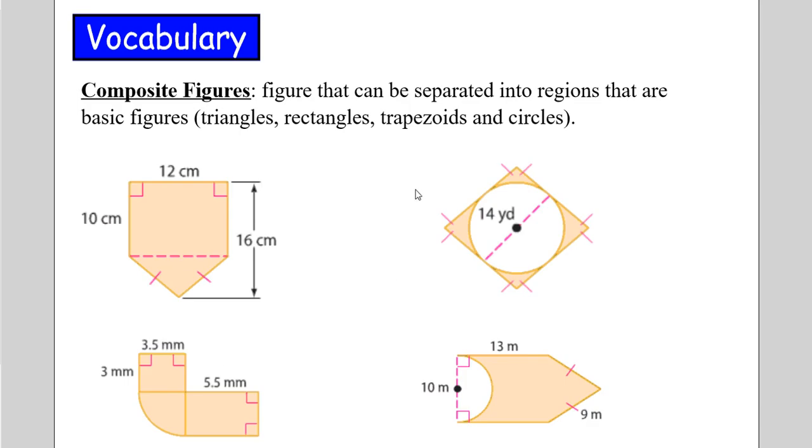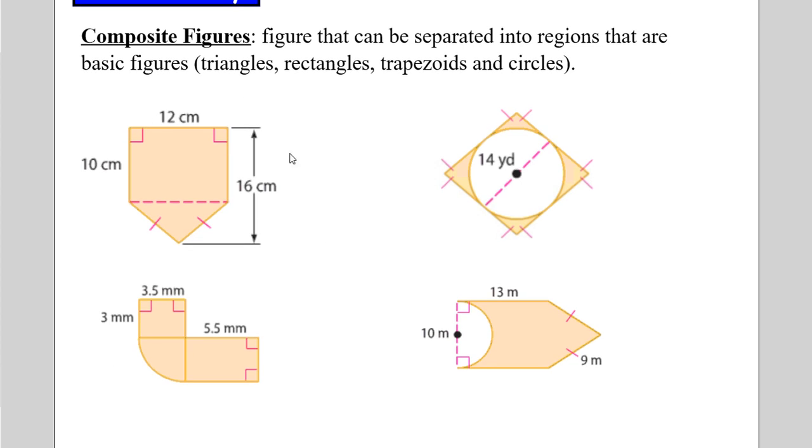Last part of this section is what we call composite figures. Composite comes from multiple, like that's where we get the phrase composite figures. It's figures that can be separated into regions that are basic figures, multiple other figures. So it's shapes that are made up of triangles, rectangles, trapezoids, and circles combined or punched out.